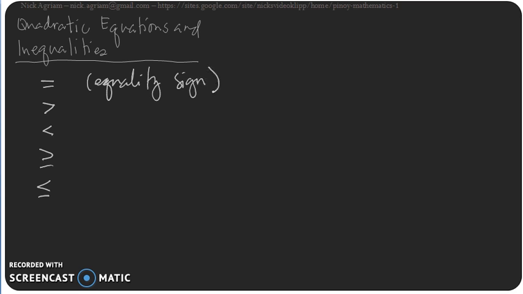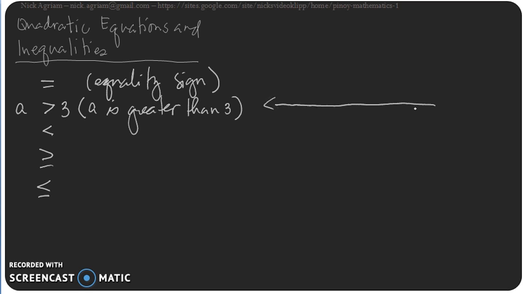In the Philippines, for example, this one is "a is greater than 3." That means 3 is not included. So if I have a number line and this is 3, and a is greater than 3, there is your a, and then you have that open circle. That means 3 is not included. It's a different thing: a is less than -2, for example.